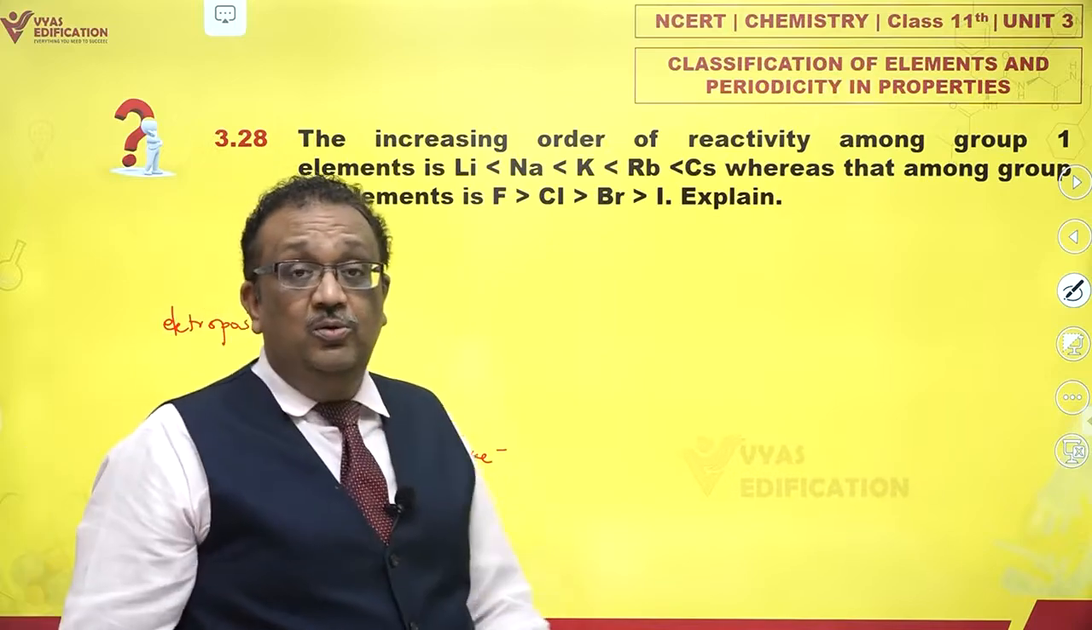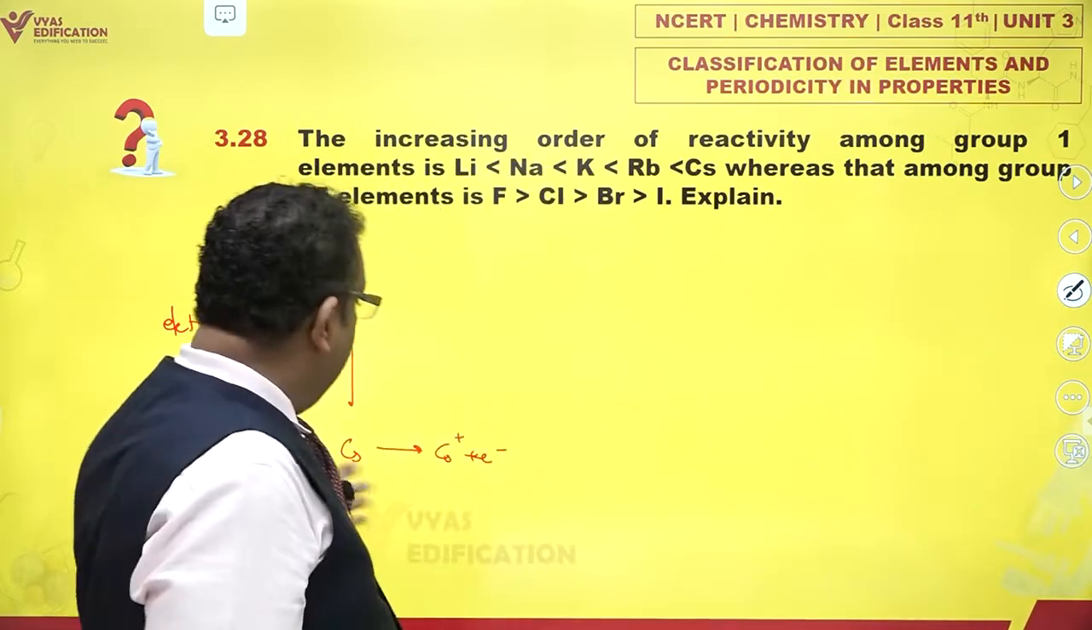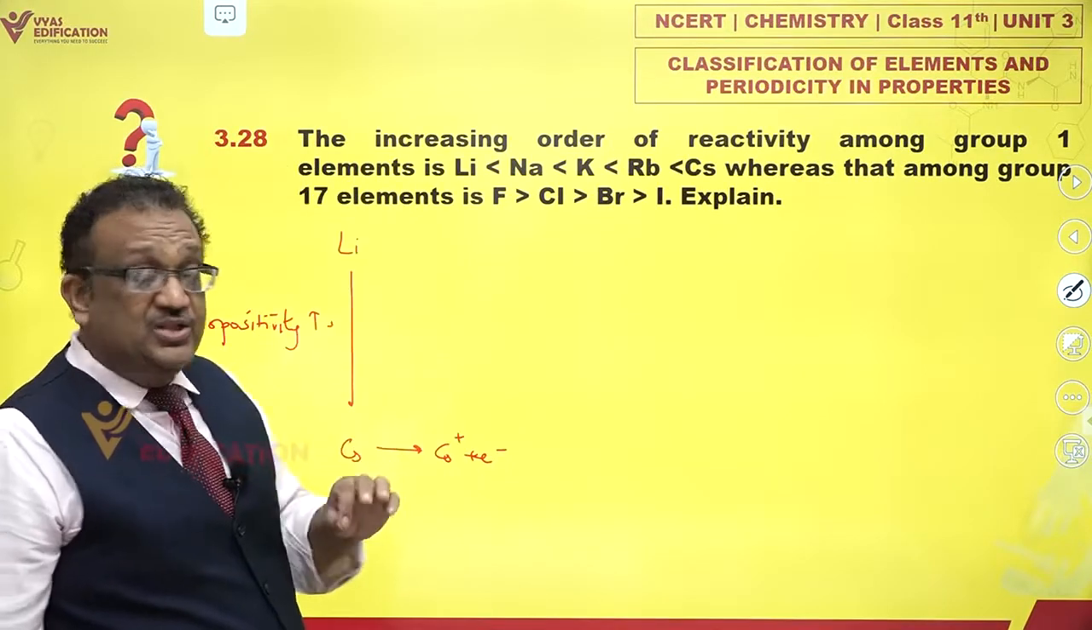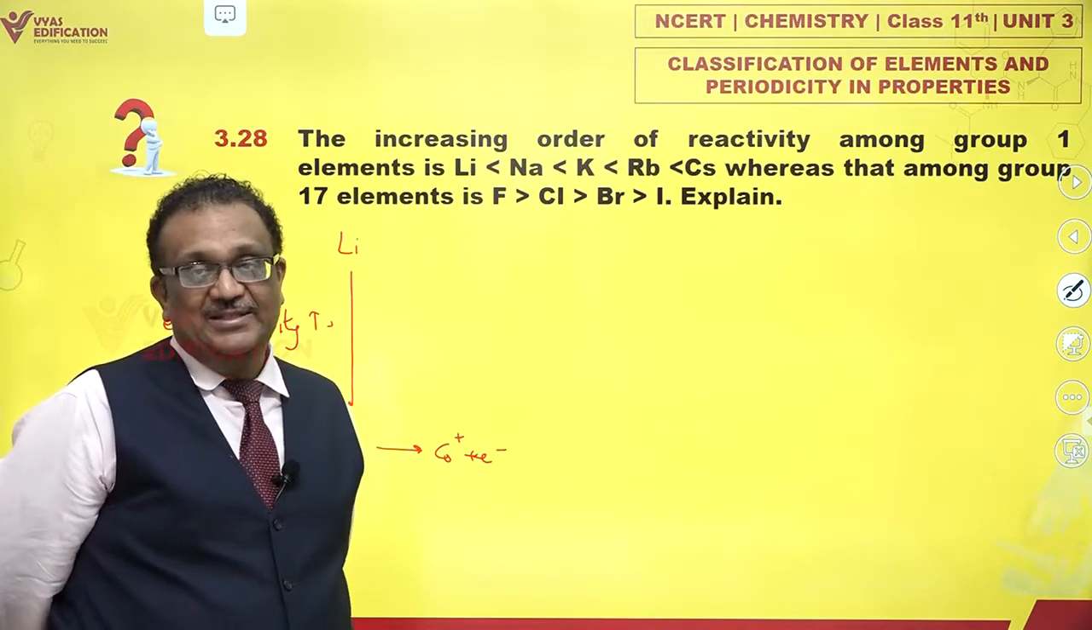Why? Because as you go down the group, ionization energy decreases. It becomes easier to lose electrons, so it becomes easier to react. So that is why reactivity increases down the group in alkali metals.